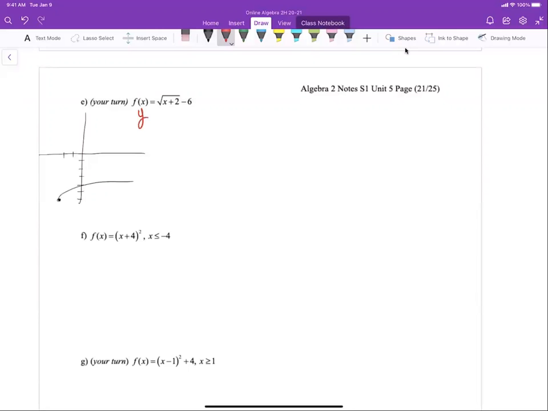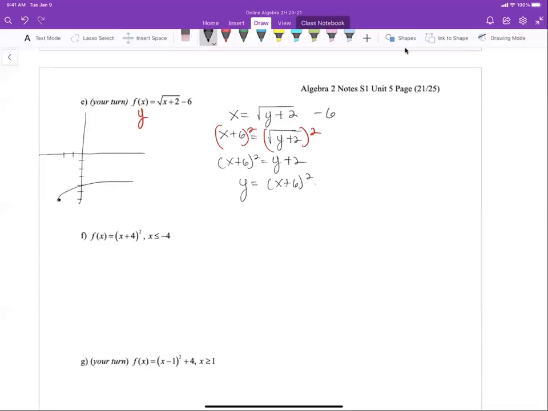Okay, meets the horizontal line test. Need to find my inverse function analytically. I switch my x's and my y's. x equals the square root of y plus 2, minus 6. I need to solve for y. So x plus 6 is equal to the square root of y plus 2. I need to square both sides. And I get x plus 6 squared equals y plus 2. I need to subtract 2 from both sides, and I find y is equal to x plus 6 squared minus 2.